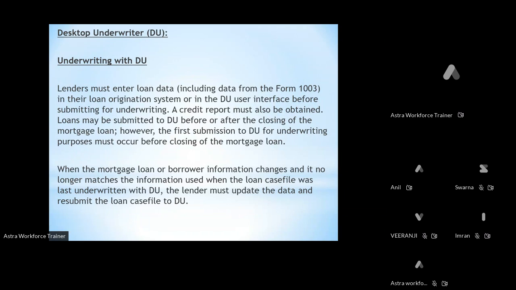Desktop Underwriter. Underwriting with DU. Lenders must enter loan data, including data from the Form 1003, in their loan origination system or in the DU user interface before submitting for underwriting. A credit report must also be obtained. Loans may be submitted to DU before or after the closing of the mortgage loan. However, the first submission to DU for underwriting purposes must occur before closing of the mortgage loan.